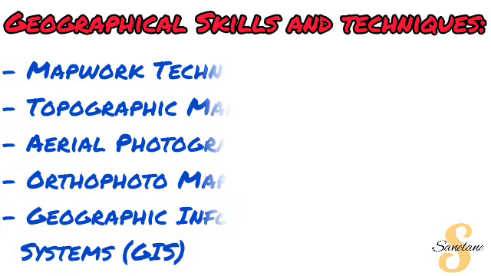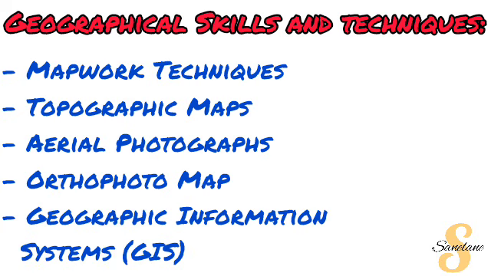Section B of your question paper is going to be geographical skills and techniques. In other words, it simply means it's going to be the map work, meaning the map work techniques as well as the skills that are required to read and interpret your maps. So let's start with map work techniques.